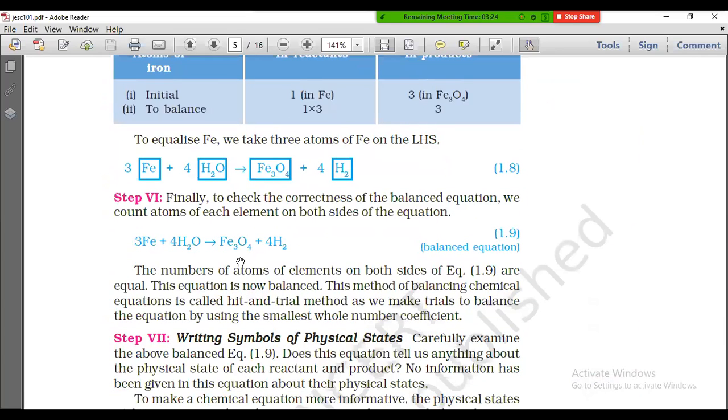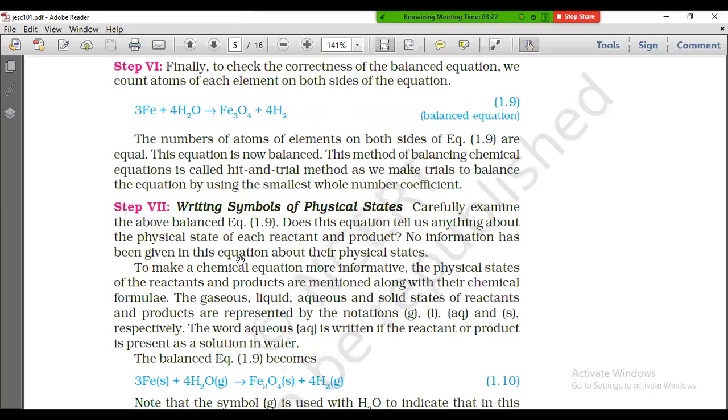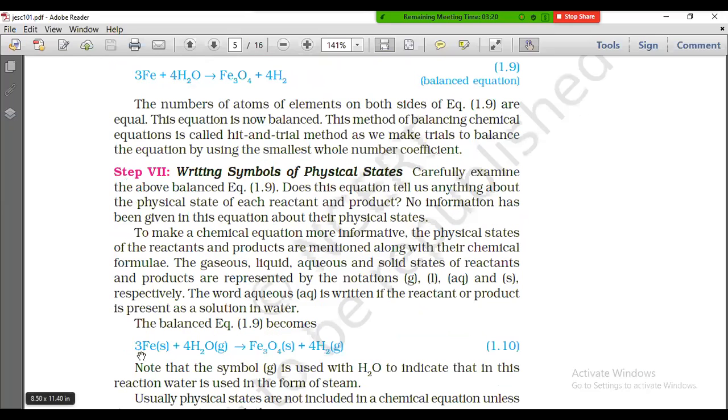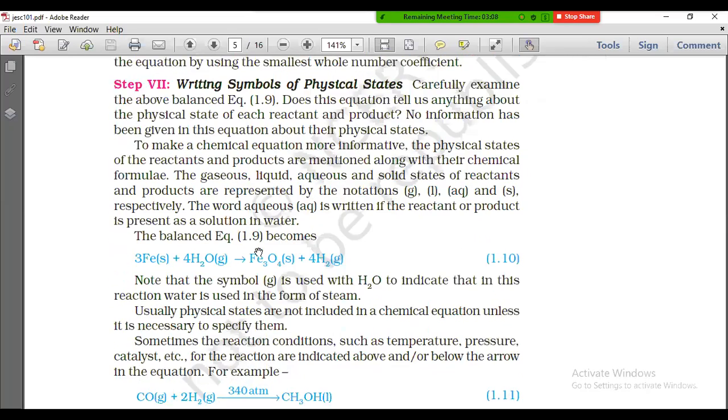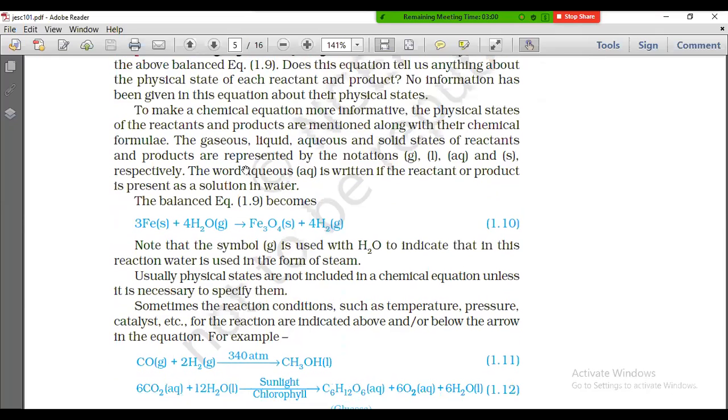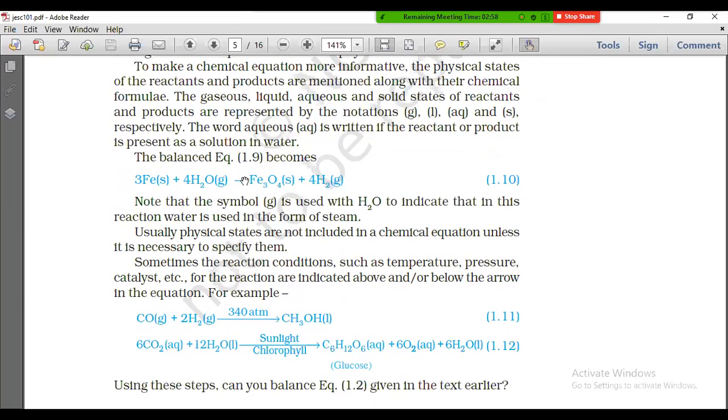Now writing the symbols of physical states. See, 3Fe solid, 4H2O gas, Fe3O4, the iron oxide in the rust form, is solid, and hydrogen is liberated as a gas. Everyone, are you with me? Everybody has understood this point? Very good.